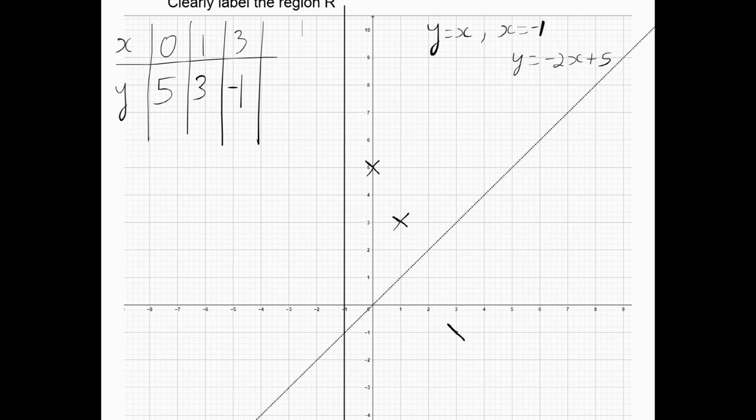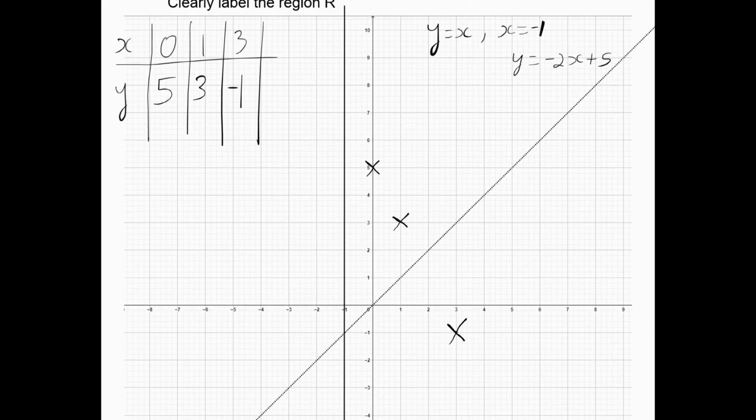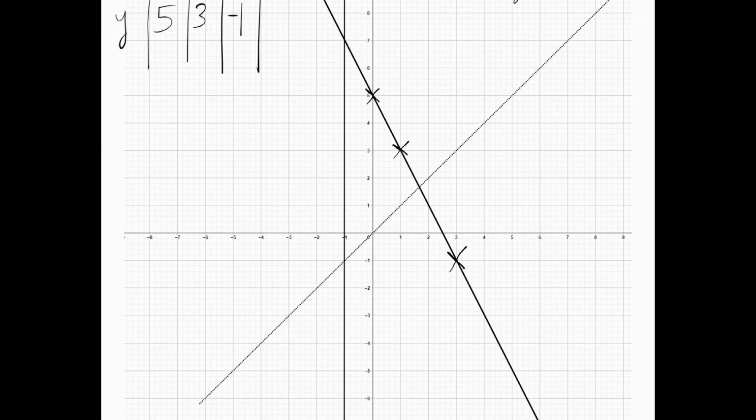So if I want to draw the line, and again, the inequality was less than or equal to, so we use a solid line. There's our line. So we've now drawn the 3 lines, and we need to indicate where the region actually is.